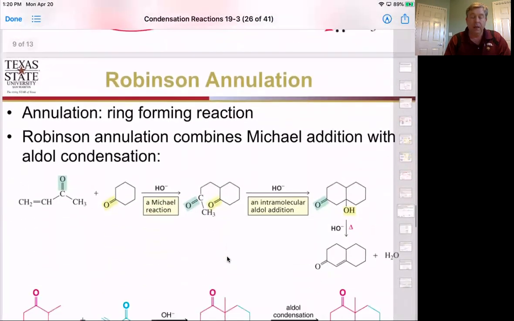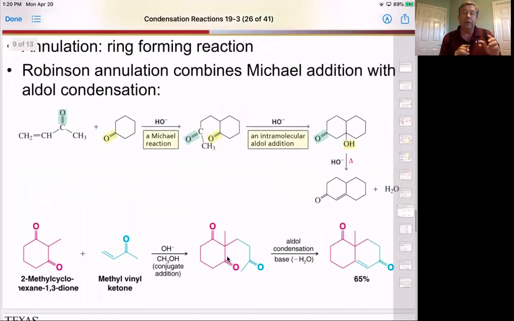Okay. So now we've learned a lot about Michael additions, and we've learned about aldol condensations. But if we add the two together stepwise, we end up with what's called a Robinson annulation. Annulation means the formation of a ring. So what we can do is a Michael addition first, followed by an aldol condensation.